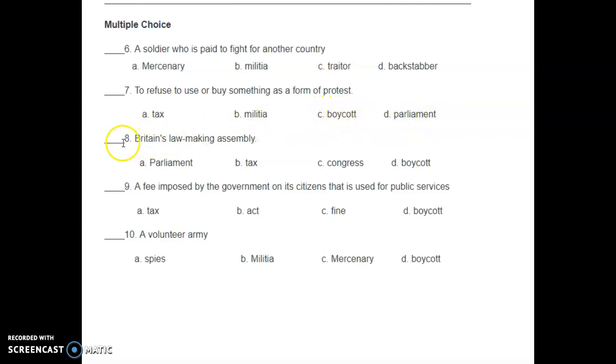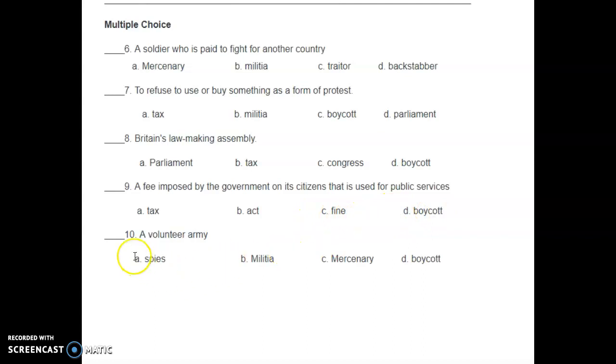D, parliament. Number 8, Britain's law-making assembly. A, parliament. B, tax. C, Congress. D, boycott. Number 9, a fee imposed by the government on its citizens that is used for public services. A, tax. B, act. C, fine.